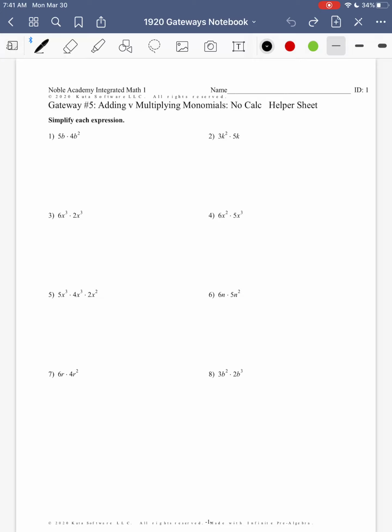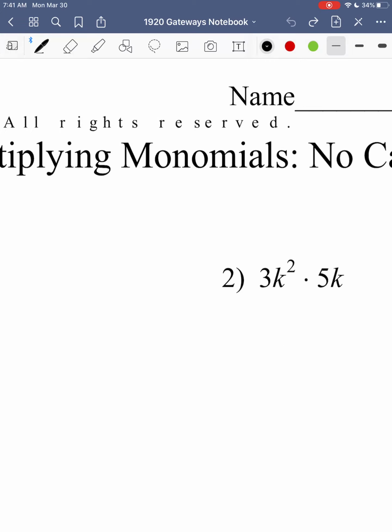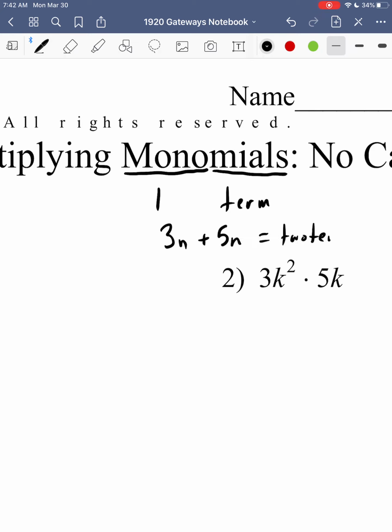So let's look at adding versus multiplying monomials. When you talk about a monomial, first of all, the prefix mono means one, and nomial, as opposed to a polynomial, is basically one term. So if I had 3n plus 5n, that is two terms, because 3n is one term.